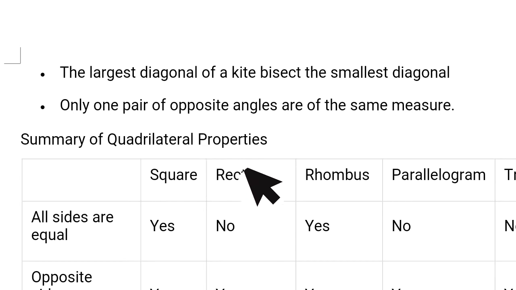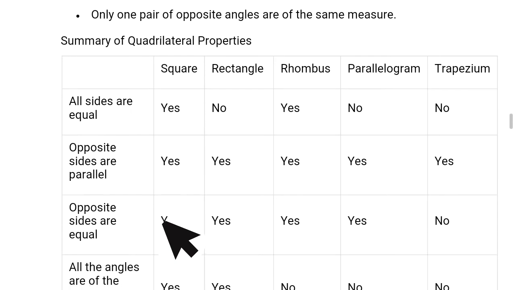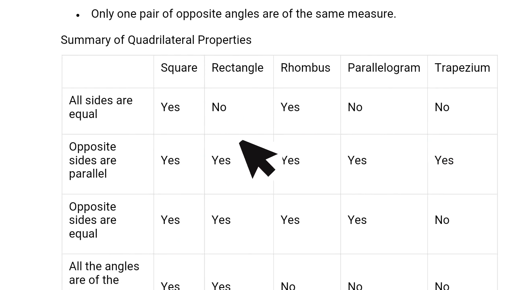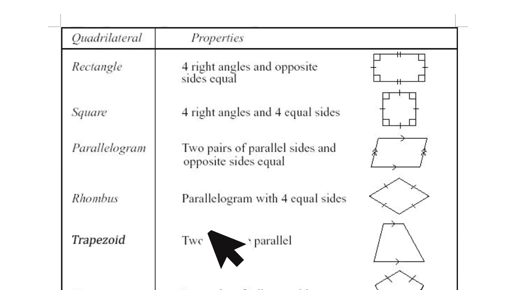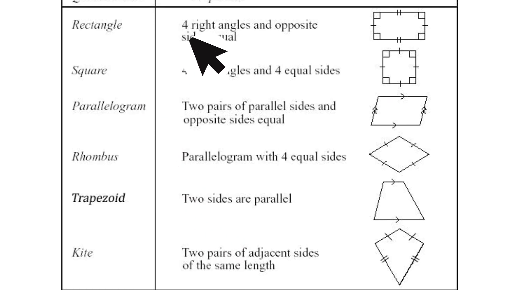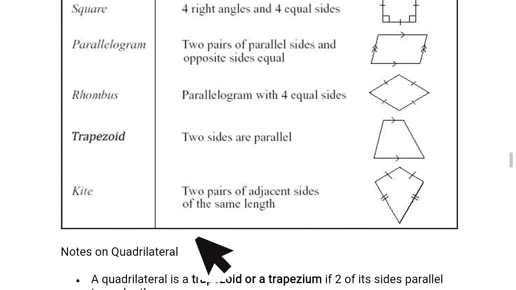Now summary of quadrilateral properties. This is the summary. Using this you can remember all these six in a very easy manner. Rectangle means four right angles and opposite sides equal. Square means four right angles and four equal sides. Parallelogram means two pairs of parallel sides and opposite sides equal. Rhombus means parallelogram with four equal sides. Trapezium means one pair of parallel sides. And kite means two pairs of adjacent sides of the same length.